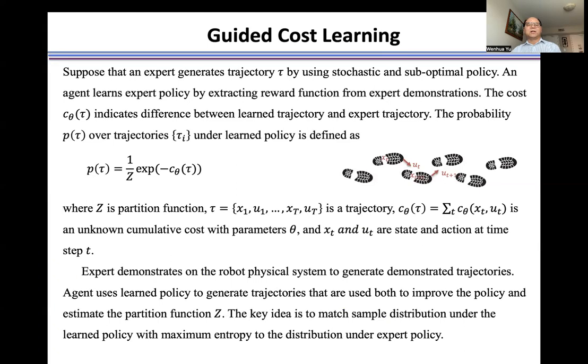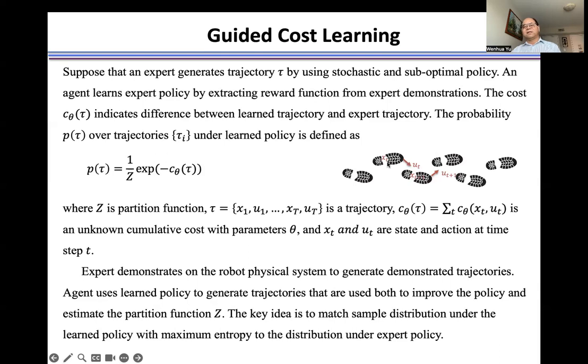We use loss function C to indicate the difference between the learned trajectory and the expert trajectory. The probability P over the trajectories tau and the learned policy is defined as an exponential of the loss function. Because this loss is larger, this probability is smaller. That means the learned policy is far away from the expert policy.